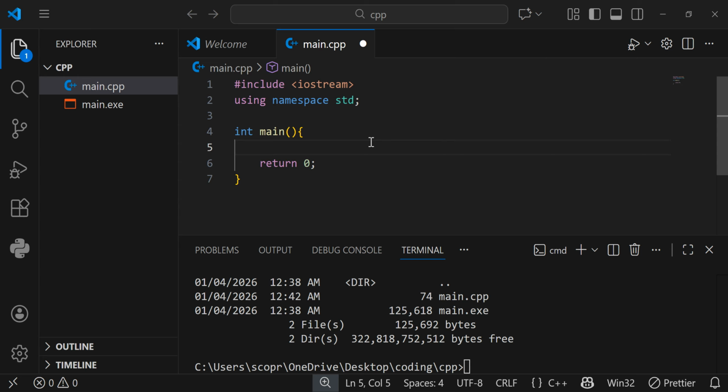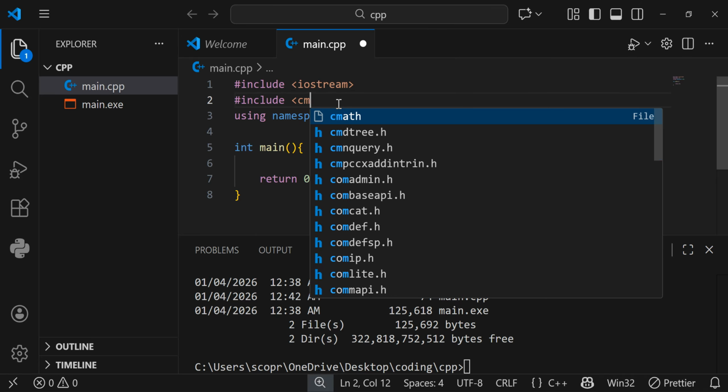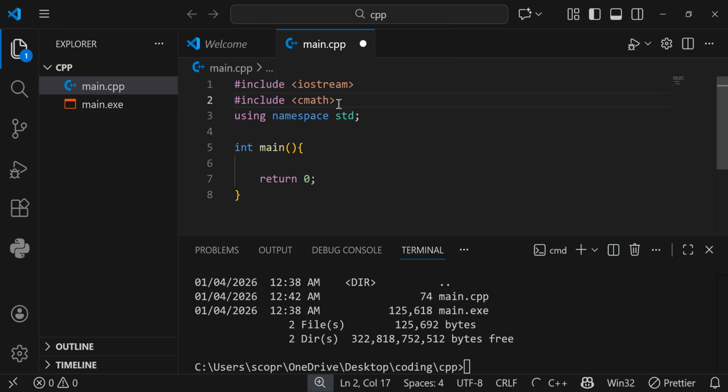Okay, so let us now take a look at how we can include the C math library. To use the math functions in C++, we include the C math header file. And we include it like this. Above our using namespace std line, we use our preprocessor directive, hashtag include, cmath, the C math header file. From there, we now get access to the math functions. The C math library contains all the built-in math functions we will be using.